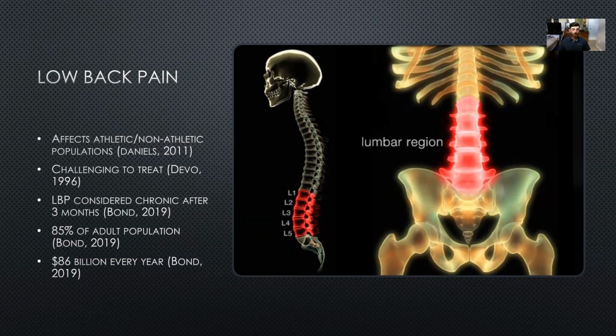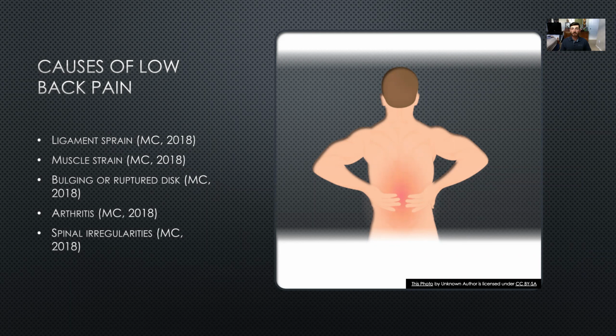So some things that could cause low back pain can range from anything like a ligament sprain, a muscle strain, any type of disc pathology, arthritis, or spinal irregularities such as scoliosis.